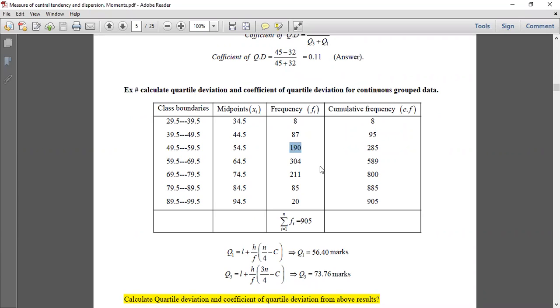L will be 49.5. H will be the value of 10. N will be the value of 905. Then the F will be 190. Now calculate, sir, the CF. I said F is 190, and FC or CF means where is the CF?